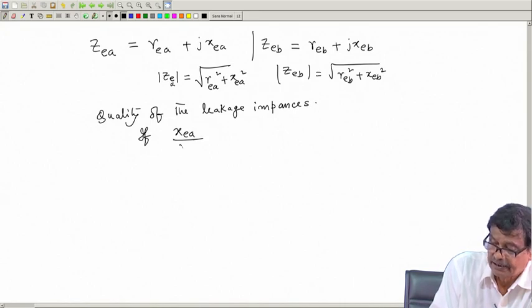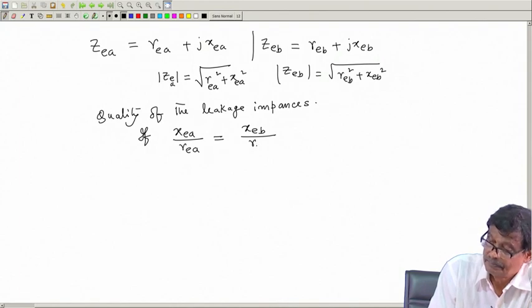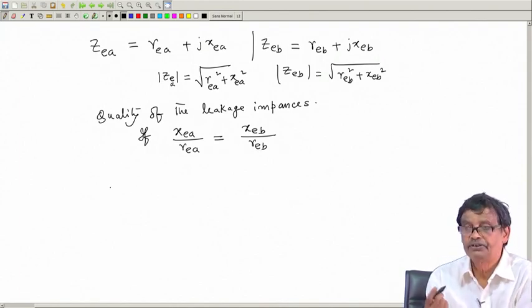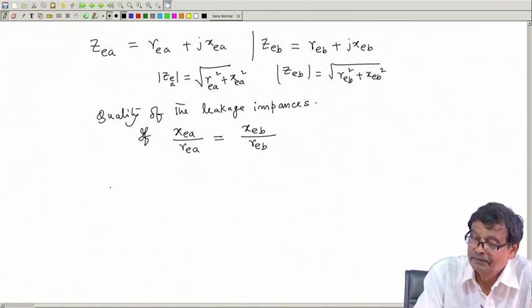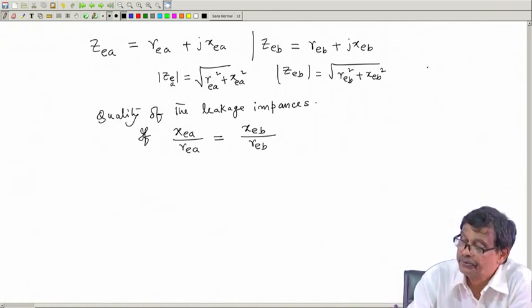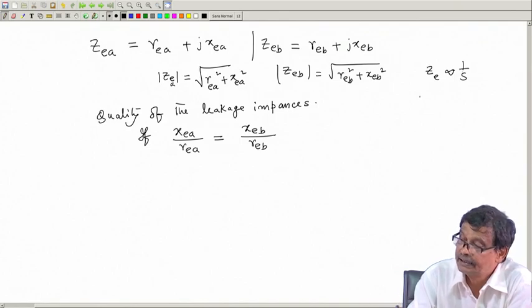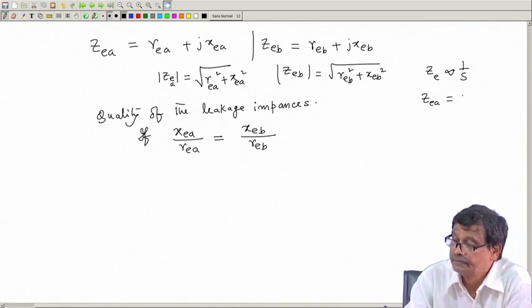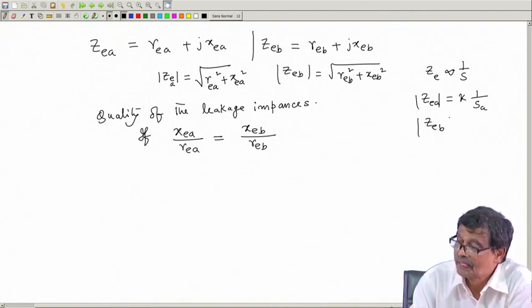The angle of these impedances is supposed to be the same, and we get this ratio. So the leakage impedance angles are the same, and the magnitudes I will put in the inverse ratio. We have seen that JDA is equal to some K times 1 by SA, the kVA rating, and the JDB magnitude is the same K times 1 by SB.